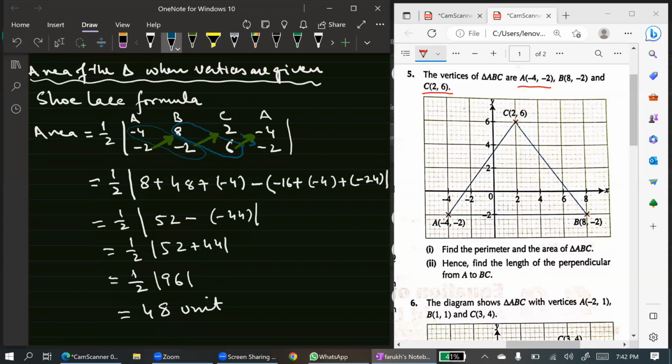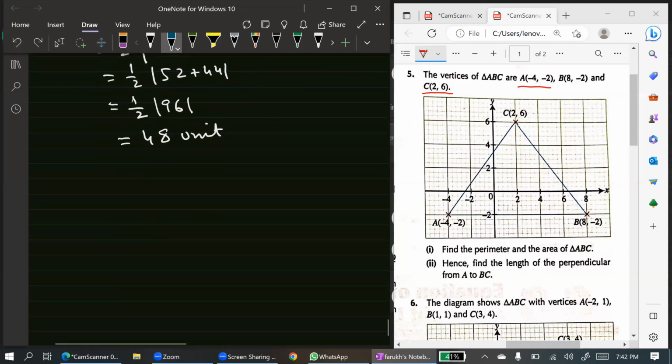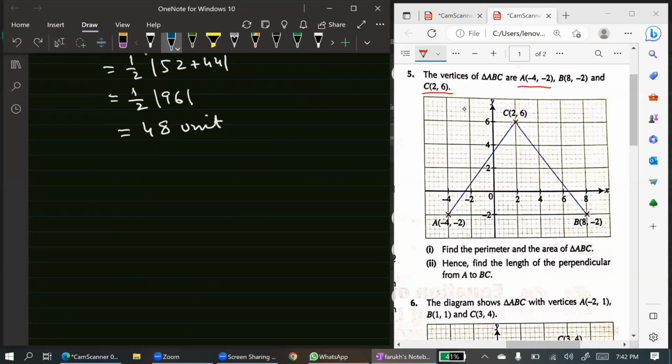Now, part number 2. Hence, find the length of the perpendicular from A to BC. We want to find out this length of perpendicular from A to BC.